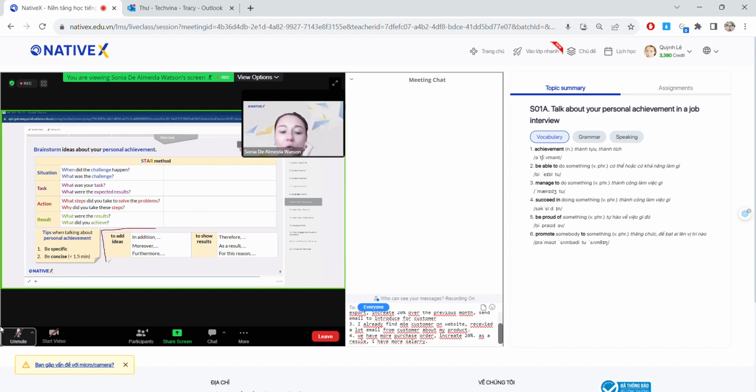Remember, when you think about your answer in the discussion, if you want to add ideas, you can use these linkers: in addition, moreover, furthermore. And to show results, you can use therefore, as a result, and for this reason. Now I'm going to give you another 1.5 minutes to look at all of your keywords and try to prepare your answer completely. Everyone, you're getting another 1.5 minutes to finalize your answer, and then we'll start again.